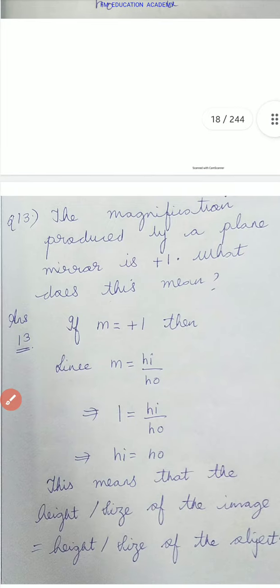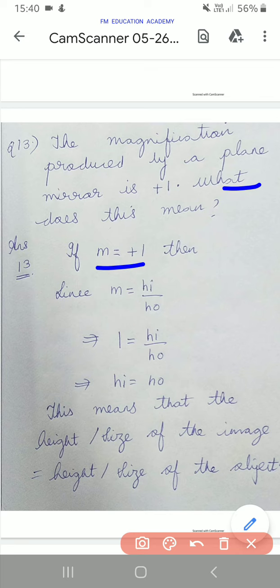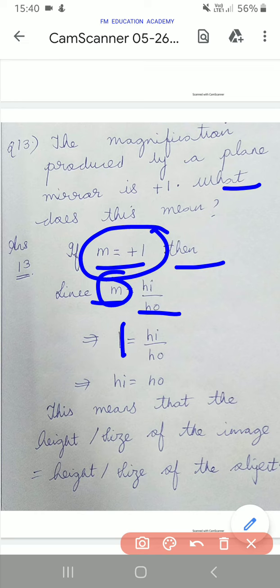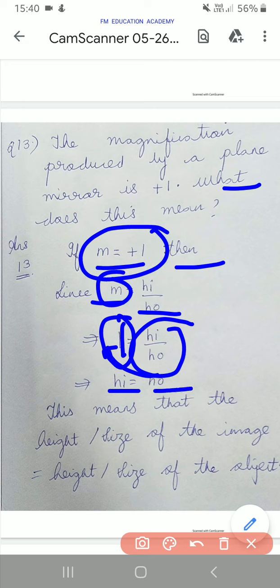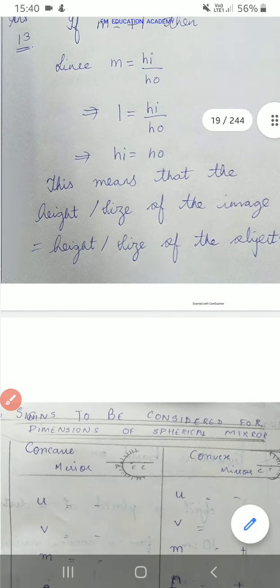Next question: the magnification produced by a plane mirror is plus 1. What does this mean? If m is equal to plus 1, then since m is equal to hi by h naught, substitute the value 1 in place of m. So m is equal to hi by h naught. H naught, if it goes to the numerator, it becomes hi is equal to h naught. This means that the height or size of the image is equal to the height or size of the object.